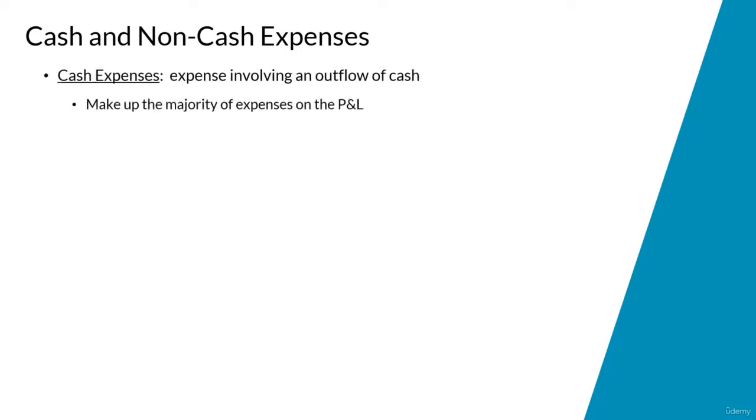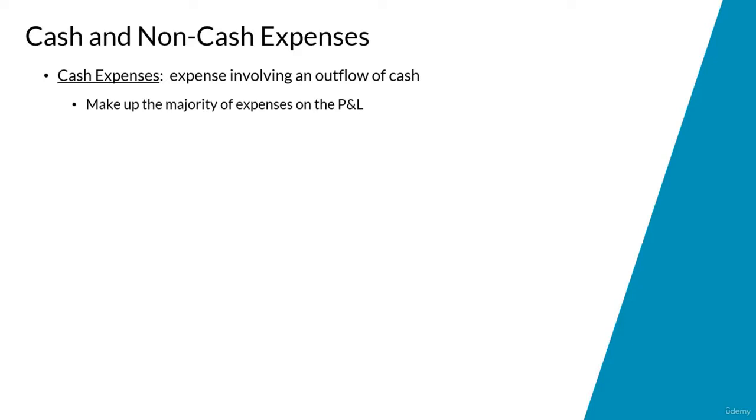Before we get into the P&L format for financial modeling, let's first take a look at cash and non-cash expenses. Cash expenses are any of those that involve an outflow of cash, and cash expenses make up the majority of expenses on the P&L. Some common examples include utility payments, building repairs, auto lease payments, employee salaries, and so on.